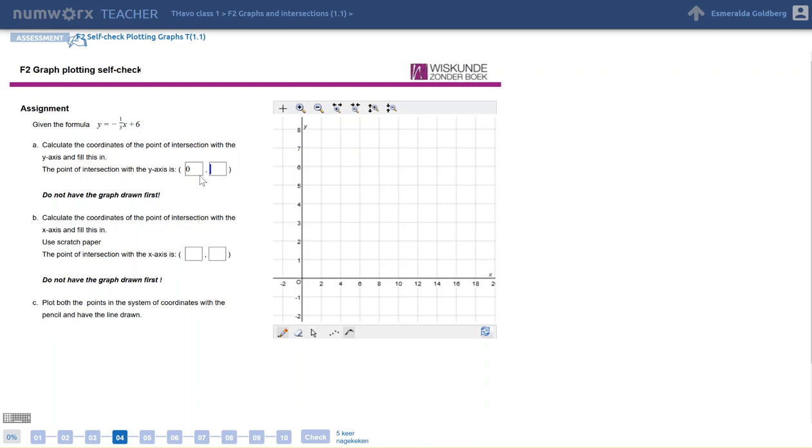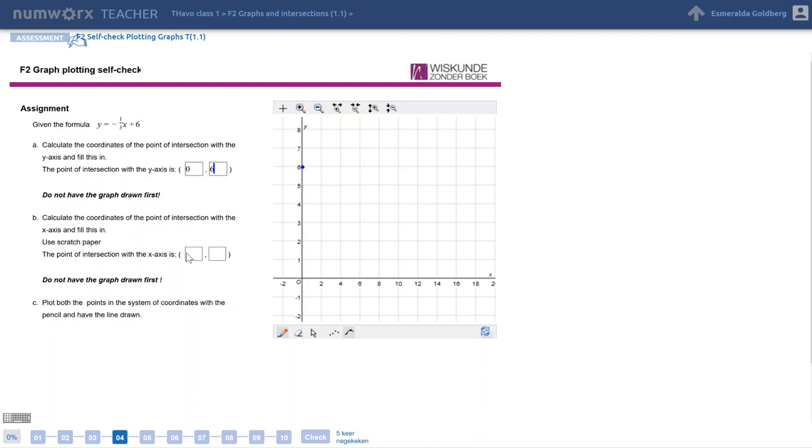The y-coordinate here tells us the height on the vertical axis at which the line intersects the vertical axis. And we can calculate that by taking the x-coordinate of 0 and filling it in for x in the formula. That means we get the calculation minus a third times 0 plus 6. Minus a third times 0 is 0, because anything times 0 is always 0. And 0 plus 6 is 6. So the y-coordinate is 6. So this is the point of intersection with the y-axis that we can pinpoint right there.